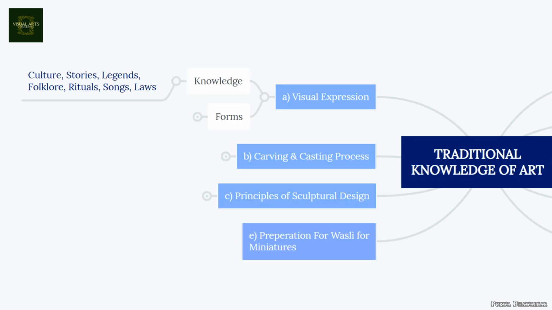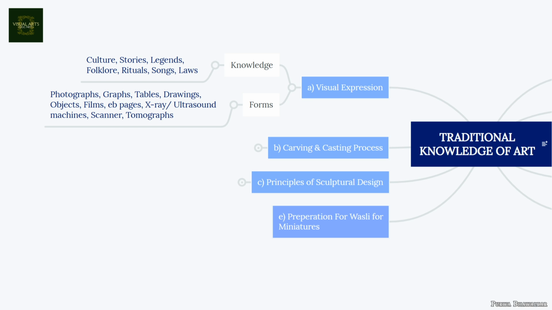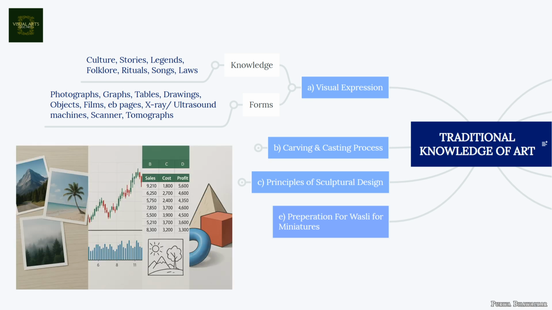In our first subtopic, visual expression, we understand it as a visual medium of spreading knowledge like the elders of our house do. Traditional knowledge of culture through festivals, ritual songs, folklores, and law practices are all being passed down by oral or visual expression. Looking at its forms, we see photographs, tables, drawings, films, x ray, etc., as various ways of acquiring some kind of information through the sense of vision.